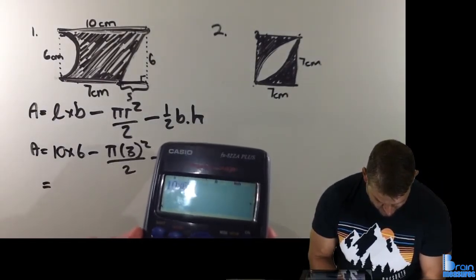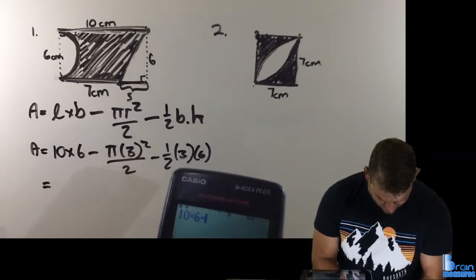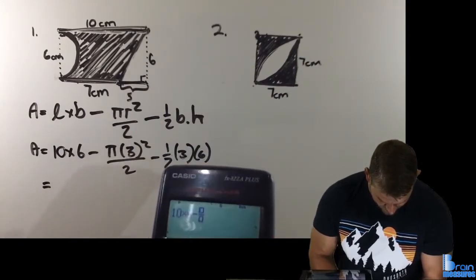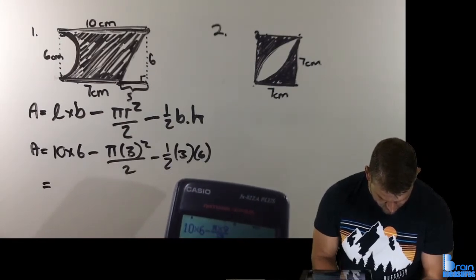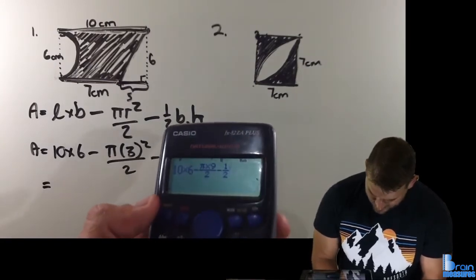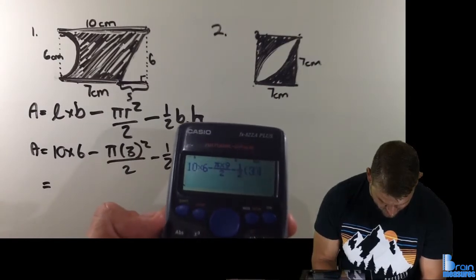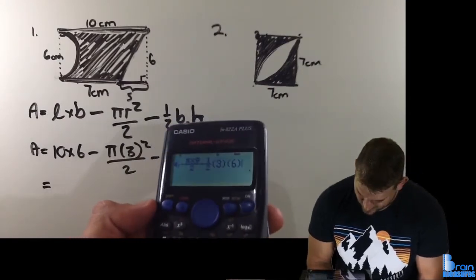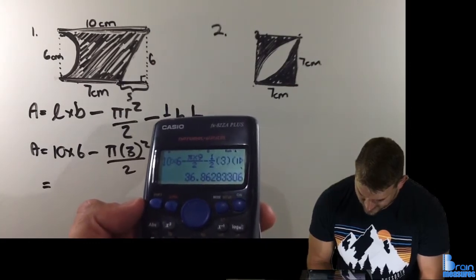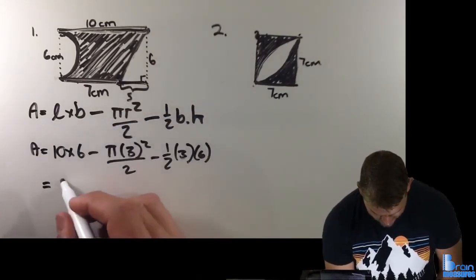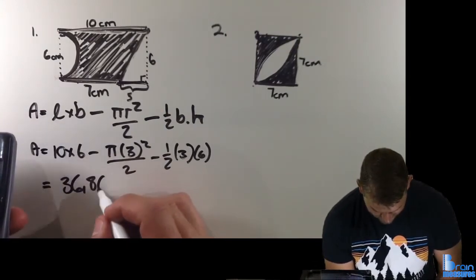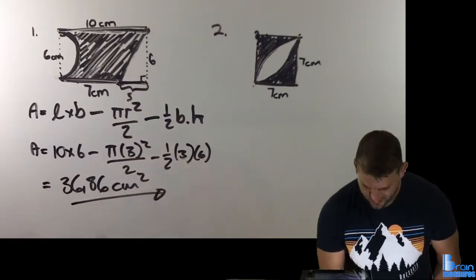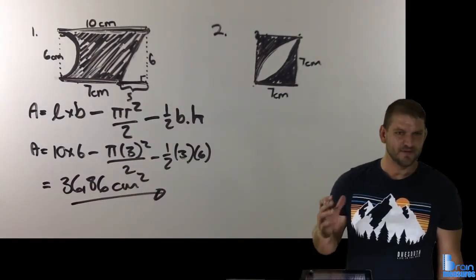So I've got 10 times 6, subtract, and then I've got a fraction. And that fraction is pi times 3 squared, which is 9, over 2, minus a half times 3 times 6. So there we've got our formula, and we just press enter, and it's 36.86 centimeters squared. And that's to calculate the area of that shape. So it's not that difficult.